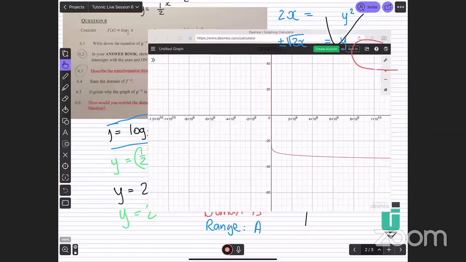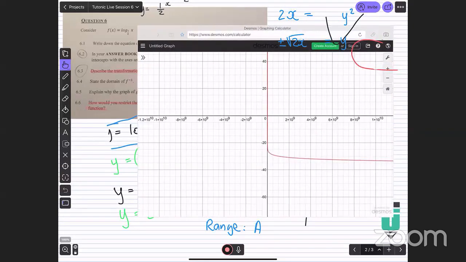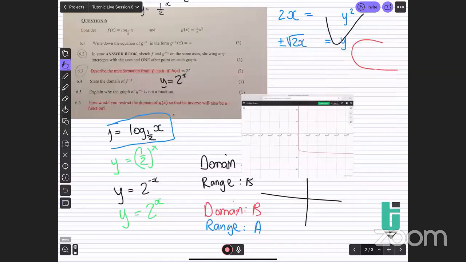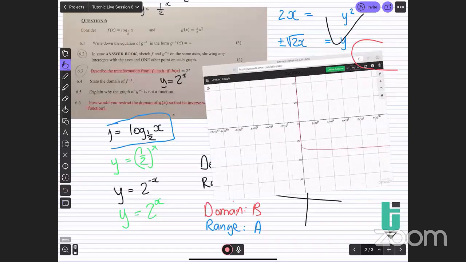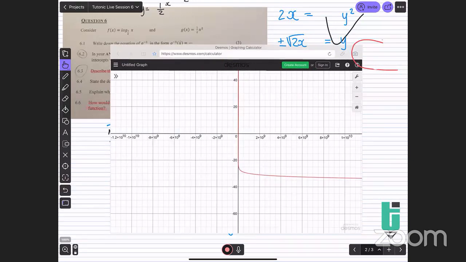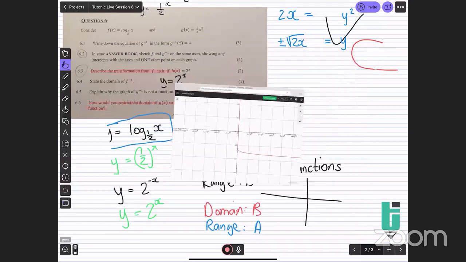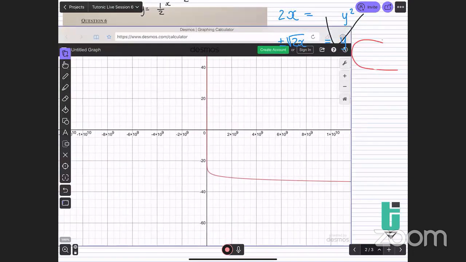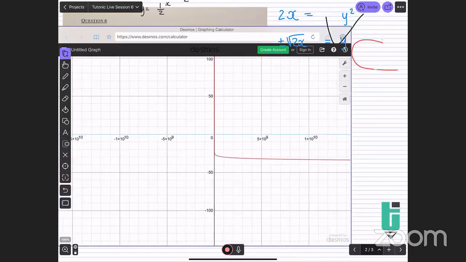So for 6.5, we did the vertical line test, right? But how do we explain it? You just write that for every x value, there are 2 corresponding y values, which is not the definition of a function. So we just say that. There we go. Remember, what's the definition of a function? For every x value, there's only one corresponding y value.